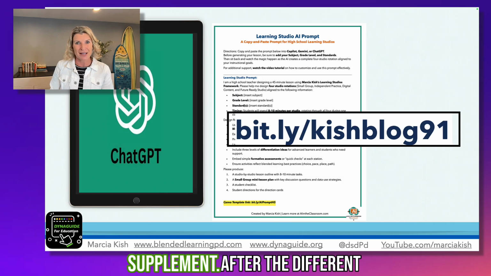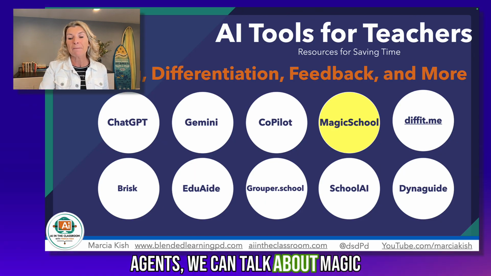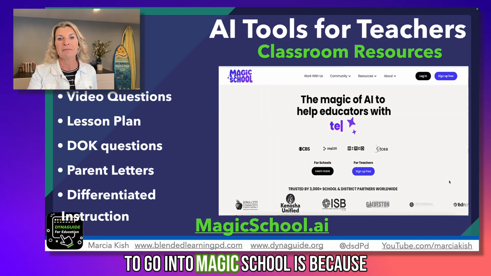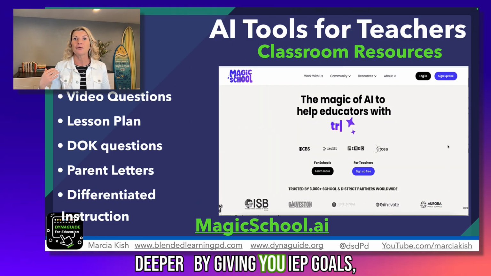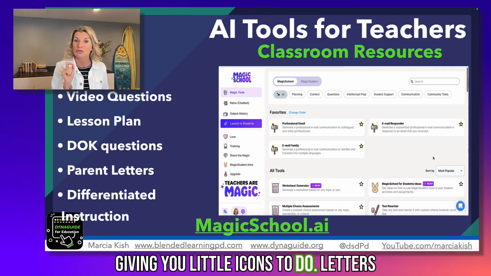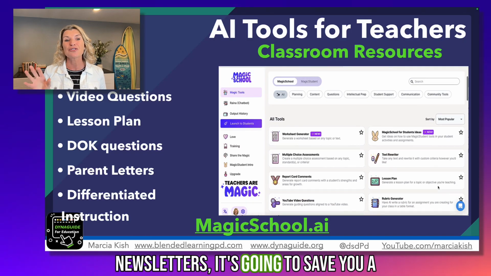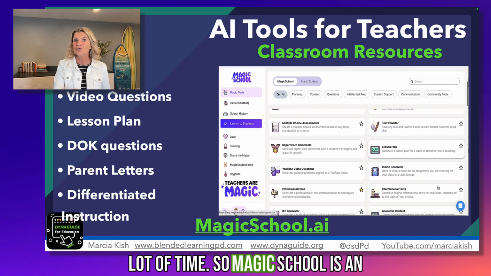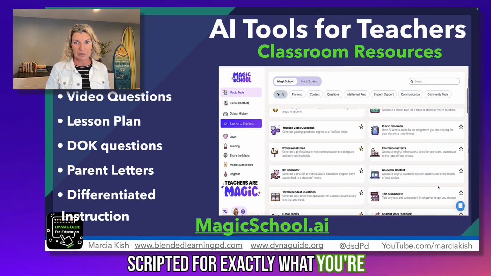Use AI to supplement. After the different agents, we can talk about MagicSchool. And the reason why I want to go into MagicSchool is because MagicSchool does go a little bit deeper by giving you IEP goals, giving you little icons to do letters home to parents, classroom newsletters. It's going to save you a lot of time. So MagicSchool is another AI agent, but it's more scripted for exactly what you're looking for.